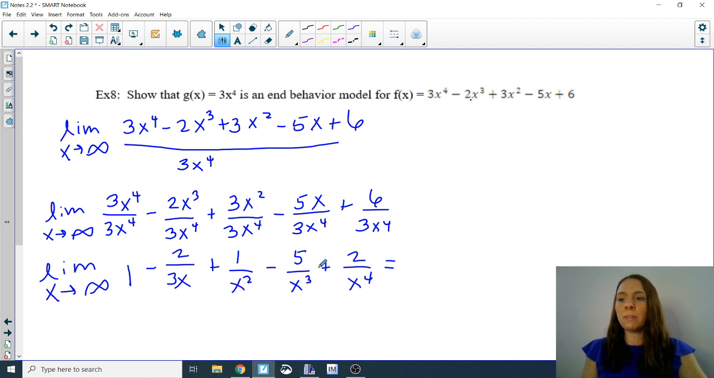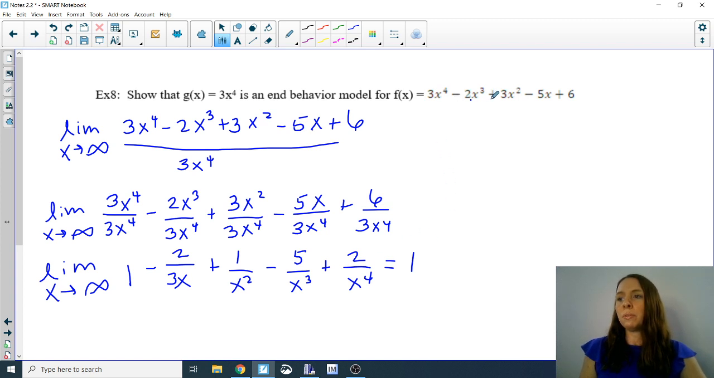And so what you have as your answer to this limit is 1 minus 0 plus 0 minus 0 plus 0, or, that ends up being 1. And so that is proof by definition that 3x to the fourth is an end behavior model for the f of x function that you see there.